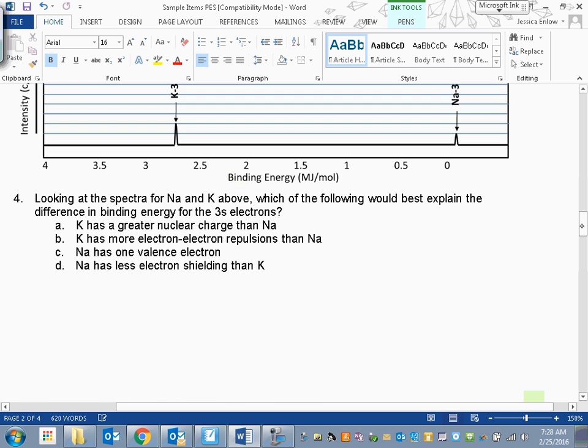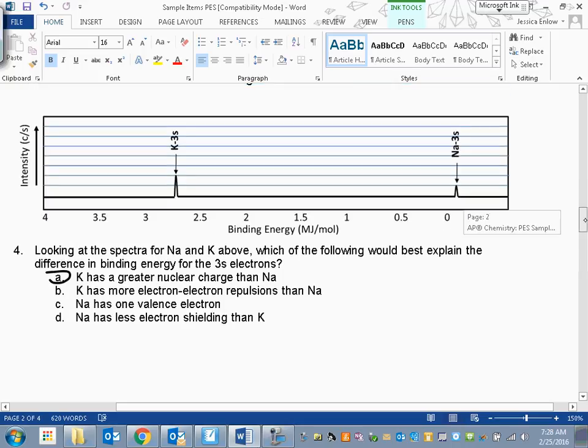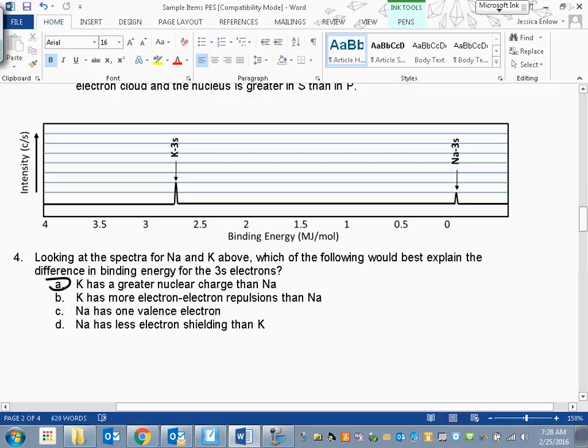4, what is this, 4A? What do you guys get? A, okay. This one I'm not going to go over in depth because you can see the difference here. This one versus this one. This is still talking about the 3s electron. You can still see the intensity here. What's the intensity difference?